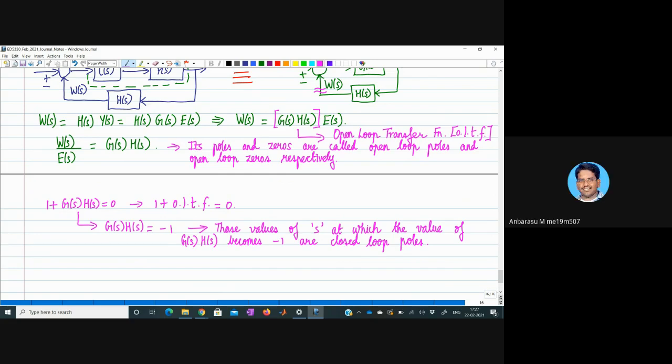Yes, clear, sir. So this is a good question. The correct interpretation is that what we can interpret from the equation g of s h of s equals -1 is that those values of s at which the open loop transfer function's value becomes -1 are closed loop poles. So that's the correct interpretation.